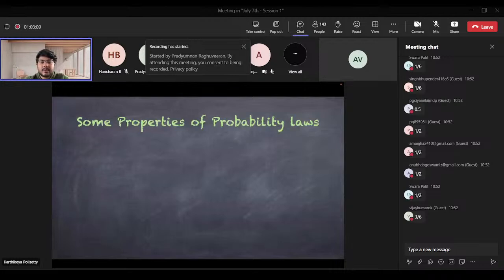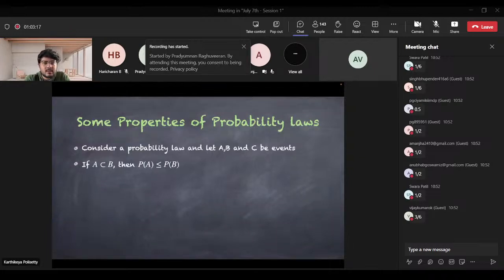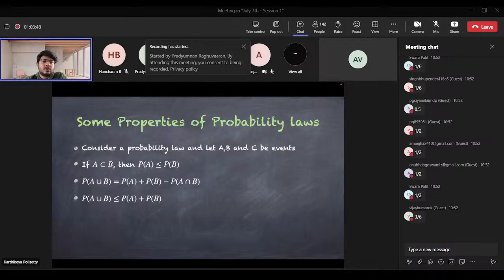So some properties of probability laws. Consider a probability law and let A, B, C be 3 events. If A is a subset of B, then P of A must be less than or equal to P of B. If A and B are 2 events, necessarily need not be disjoint, then P of A union B is equal to P of A plus P of B minus P of A intersection B. So the second point implies the third. Since probability is non-negative, we are subtracting something from P of A plus P of B to get P of A union B. So P of A union B is less than or equal to P of A plus P of B.